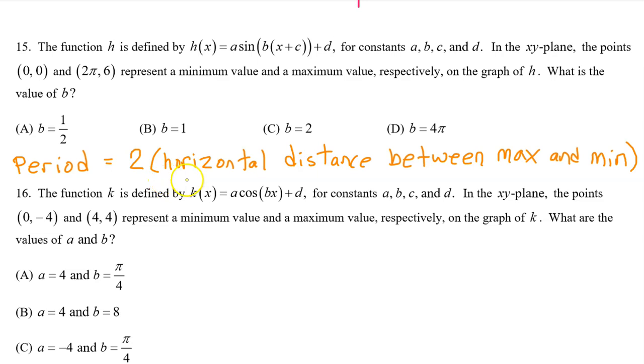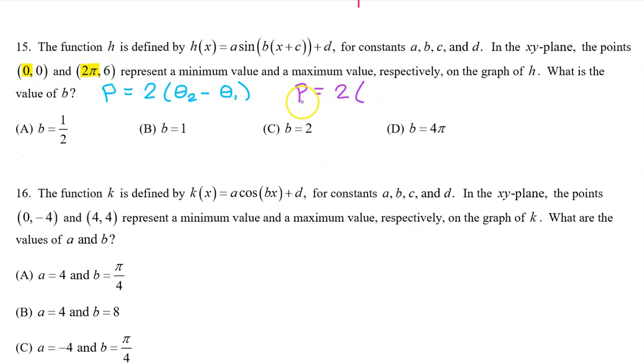In a previous video, we learned that the period is always double the horizontal distance between consecutive max and min. In other words, the period is always double the difference of theta 2 minus theta 1, where theta 2 and theta 1 are the input values of consecutive max and min. In this case, the period will equal 2 times 2 pi minus 0. And I'm not going to write the minus 0, so the period is 2 times 2 pi, which is equal to 4 pi.